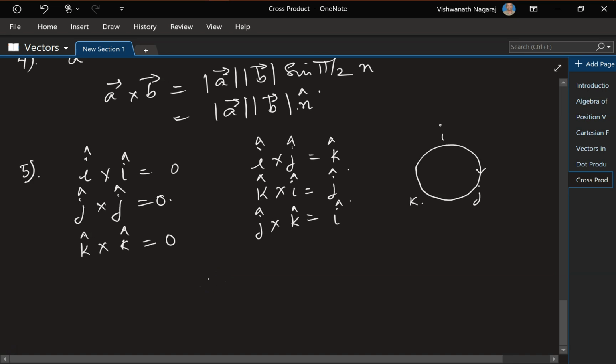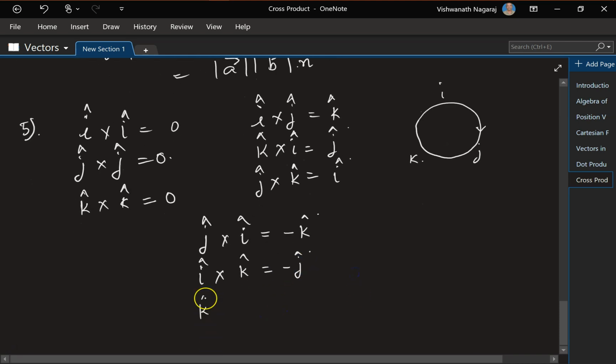Now, what about if it is opposite? Remember, they are not commutative. So if we say J cross I, it would be negative K. I cross K, it would be minus J. And K cross J would be minus I. So in this case, go in the opposite direction. The only thing that is changing is the direction.